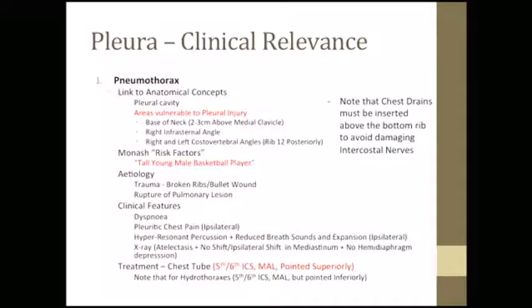And that is just some revision from last year. Chest drains must be inserted above the bottom rib to avoid damaging the intercostal nerves which travel under the inferior surface of a rib.